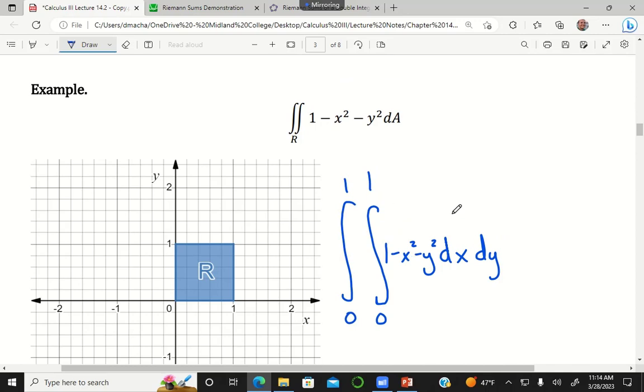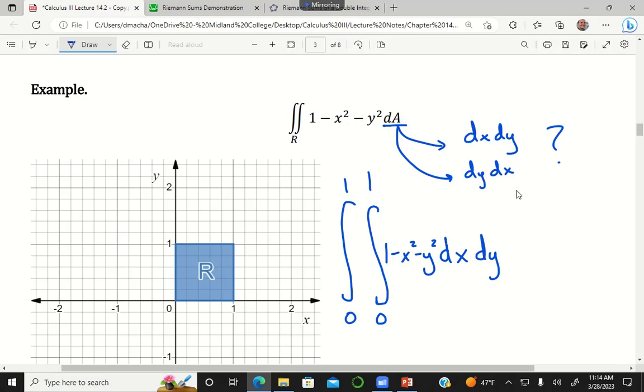So it's up to you then to decide, given this dA, do I want this to be dx dy, or do I want this to be dy dx? You have to choose that. In a lot of these problems, it doesn't matter. In a lot of these problems, you could solve it either way. In this problem, it really, really doesn't matter because the integrand is symmetric with respect to x and y, and so it will not change even the solution at all.